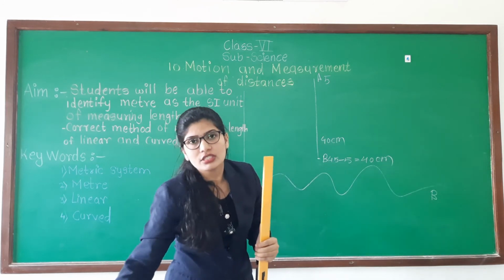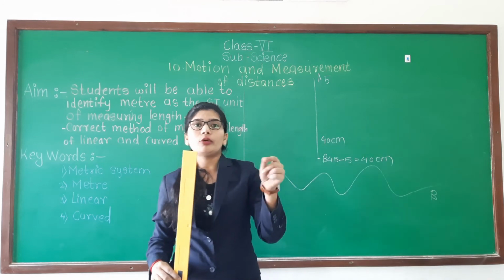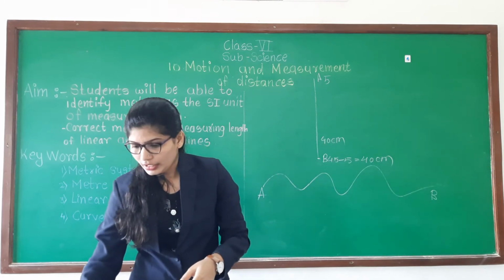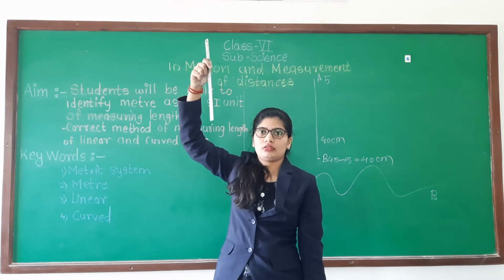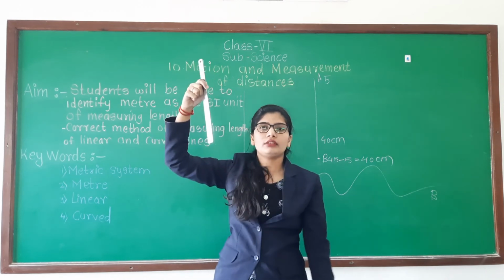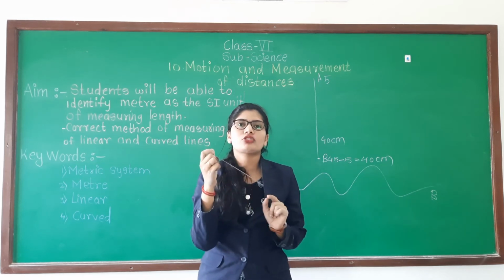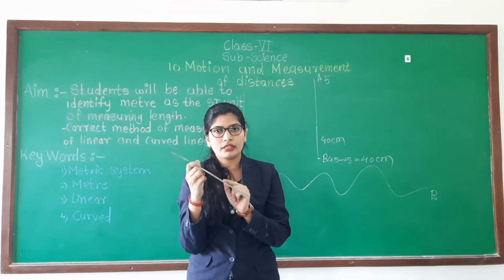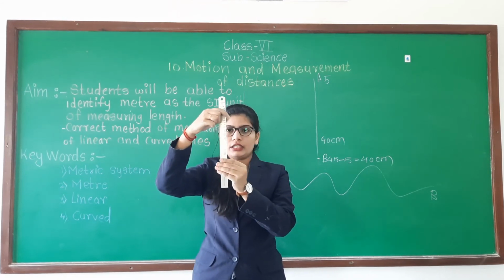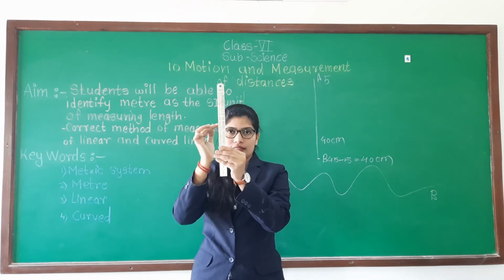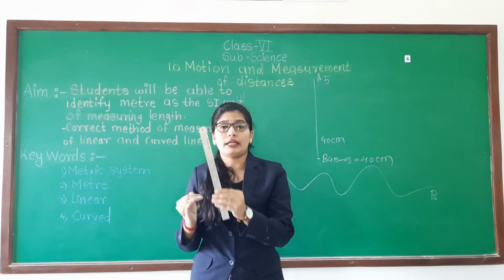If you want to measure something at a particular height, like the thermometer and all. If you are looking at the thermometer like this, can you get the correct measurement? If you are taking the thermometer like this and then you are checking, can you get the correct measurement? So what you have to do, you have to keep that thermometer at the position of your eyes. Okay, then only you can get the correct measurement.